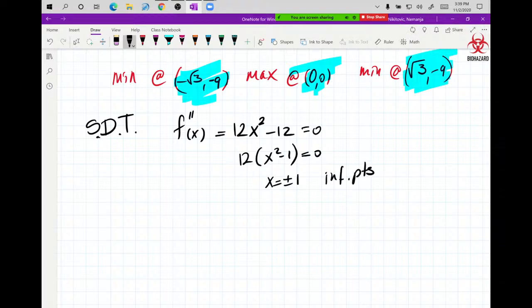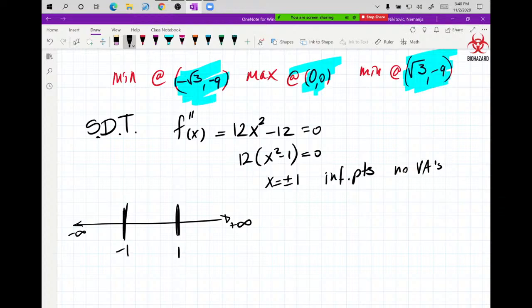So now that I have inflection points, I do the partition. No vertical asymptotes, because we have to partition over inflection points and vertical asymptotes. No vertical asymptotes, so we're going from negative infinity to positive infinity, and then we put negative 1 and positive 1. Now we just pick the test points, and we can use again negative 2, now we can use 0 and positive 2.